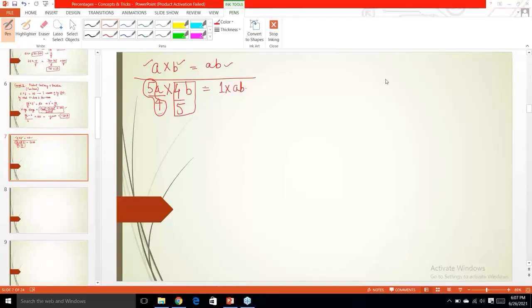Okay. If it is clear, then let's quickly see another example. I'm just constructing these examples on the fly.